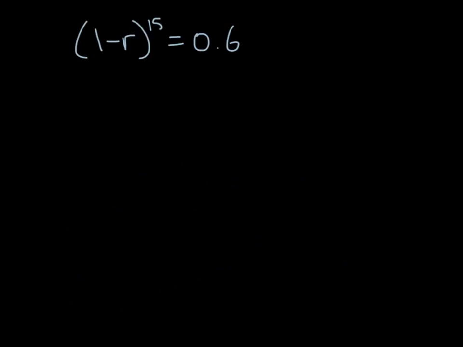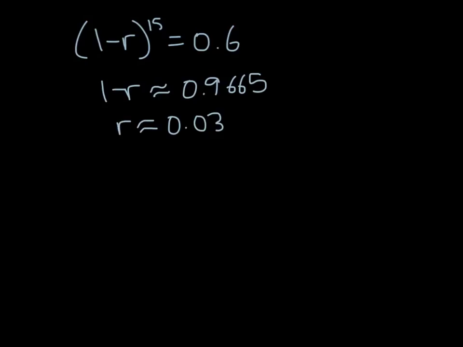0.6. So now we can take the 15th root of both sides, and that gives us that 1 minus r is about 0.9665, which means r is about 0.033. So that means that we have to convince the werewolves to decrease their habits from eating 6% to eating only 3.3% of our unicorn population.